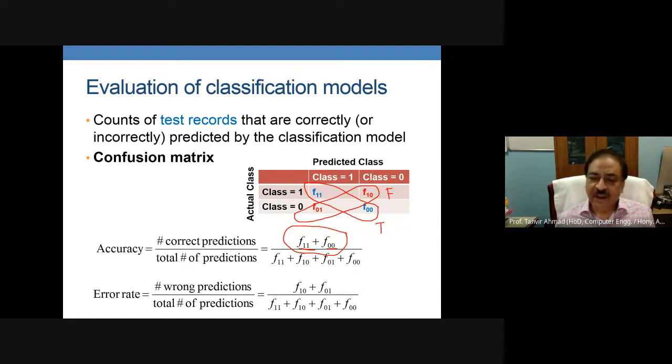Now, if you find the reverse, that means the error rate, obviously the wrong predictions will come up. Therefore, the values in red will come in the numerator, and all the values will come in the denominator.